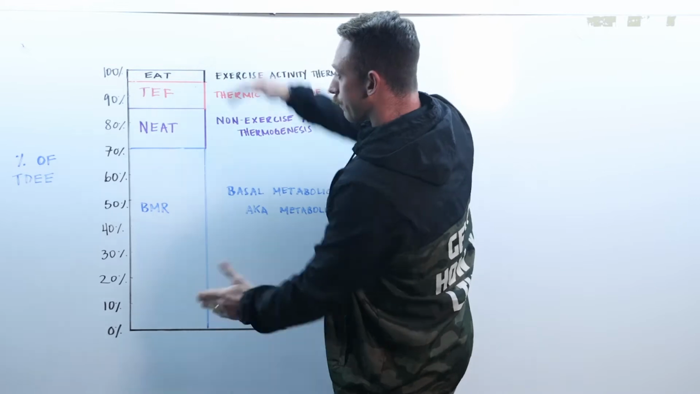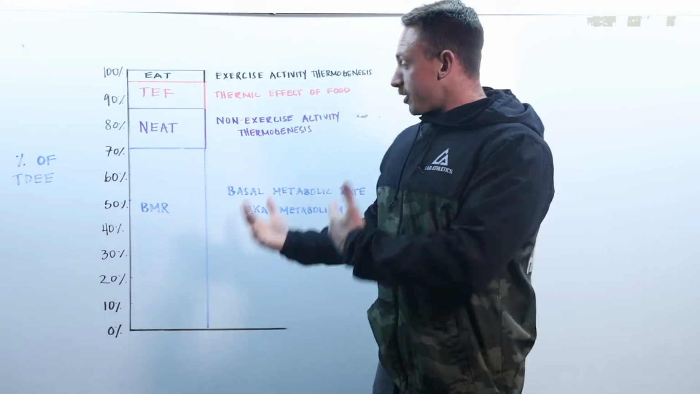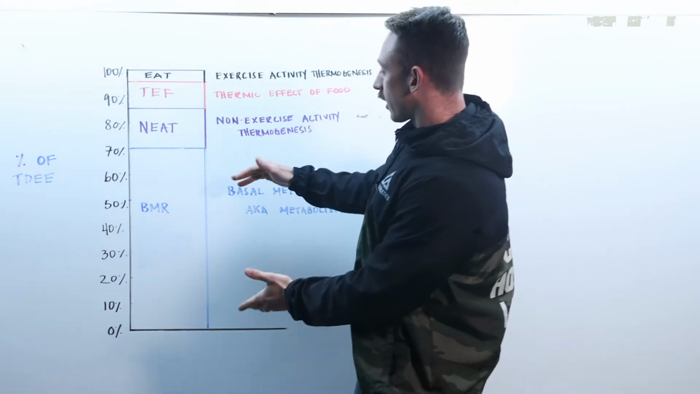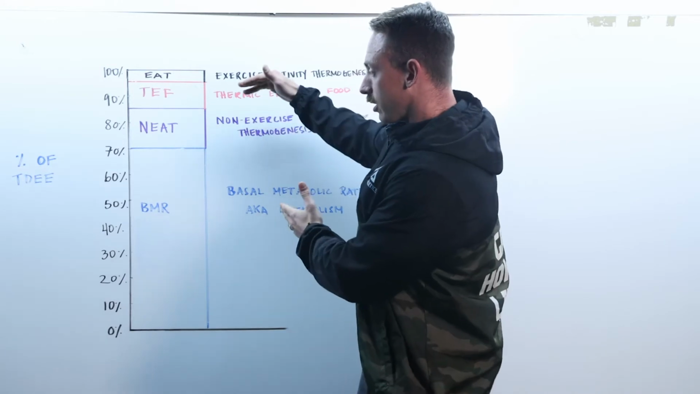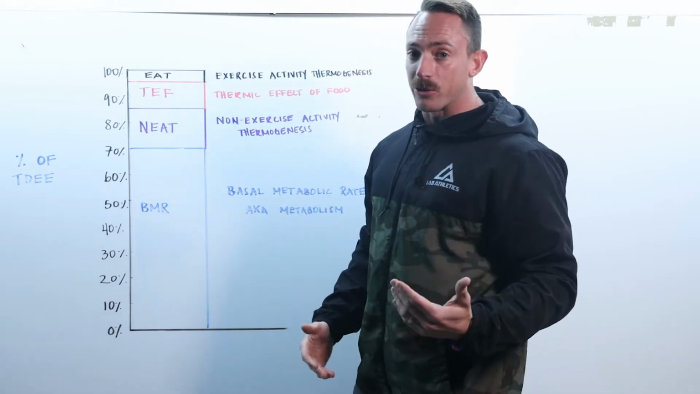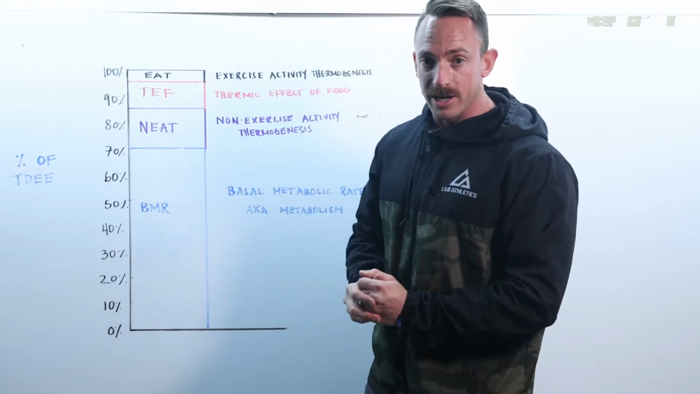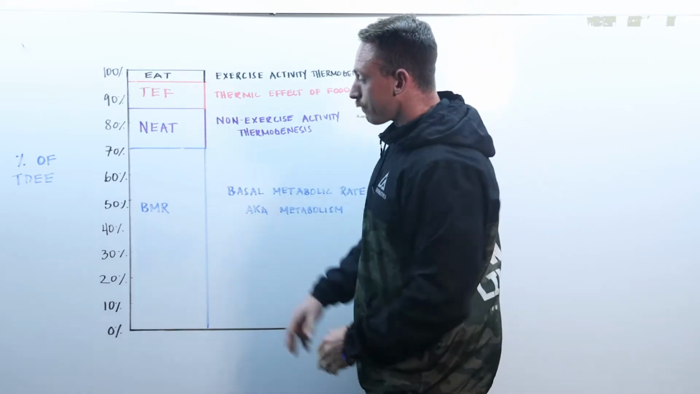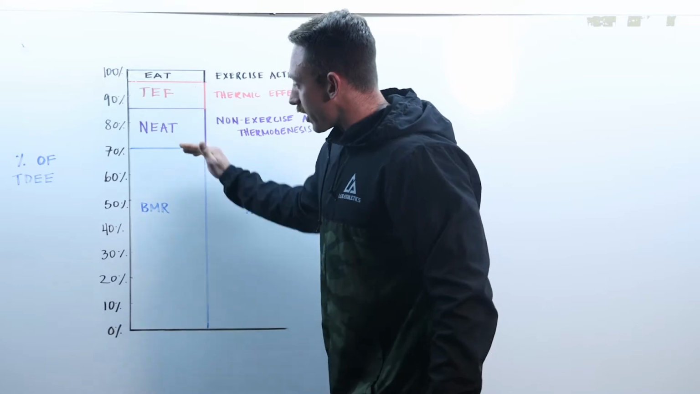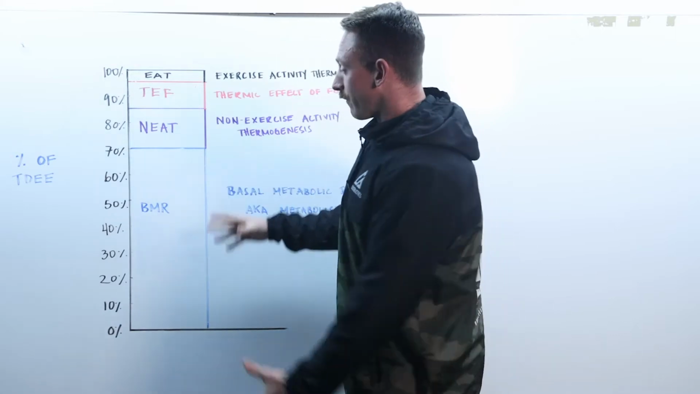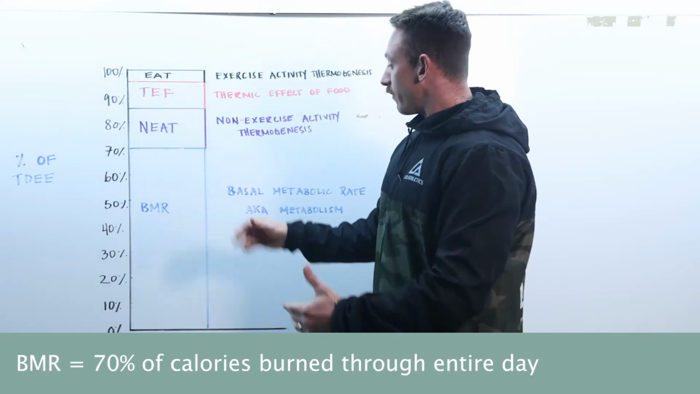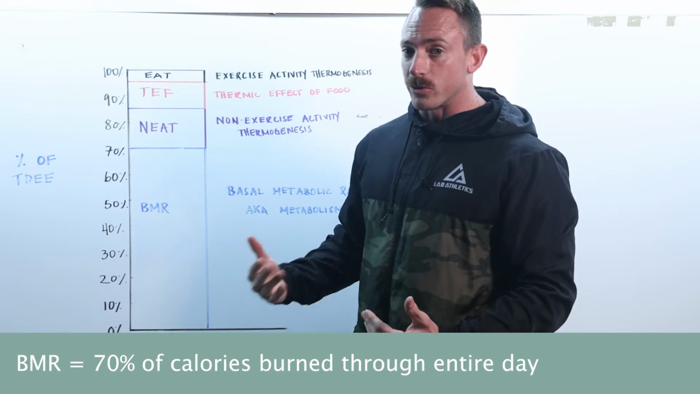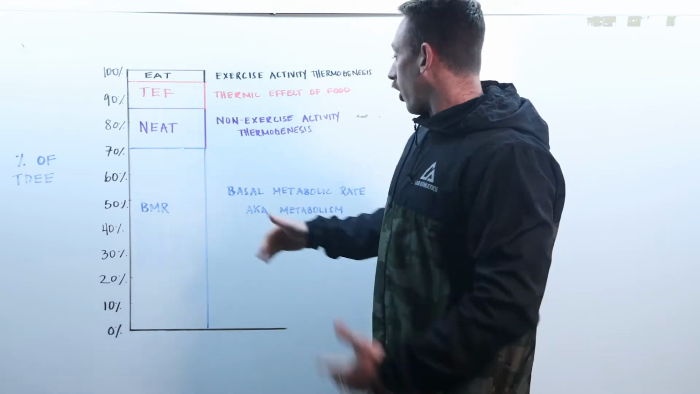So this chart is representing your body's metabolism, okay? What are the factors that determine how many calories you're burning throughout a day? And that's what we're about to go over. So first one is your BMR. As you can see, your BMR right here is responsible for 70% of the entire calories your body is burning throughout the day. So what is BMR?